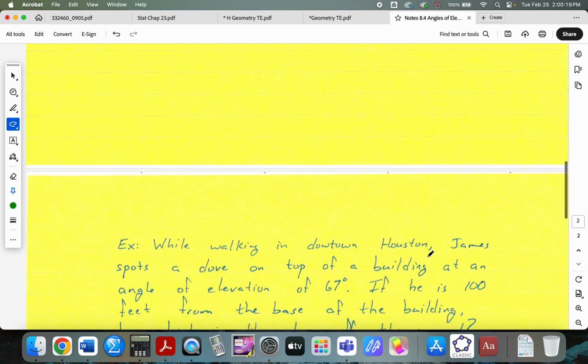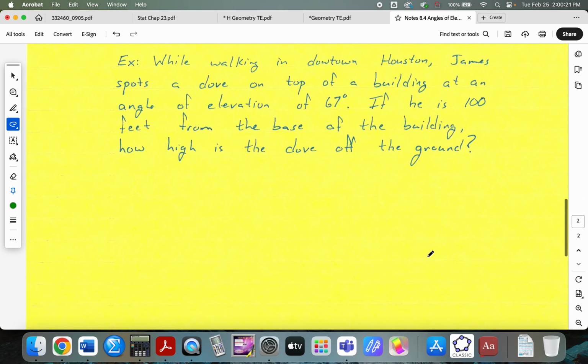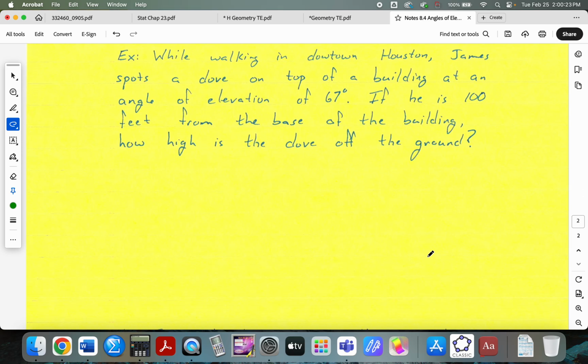All right, let's look at a couple of example problems. We'll just look at two. While walking in downtown Houston, James spots a dove on top of a building at an angle of elevation of 67 degrees. If he is 100 feet from the base of the building, how high is the dove off the ground?